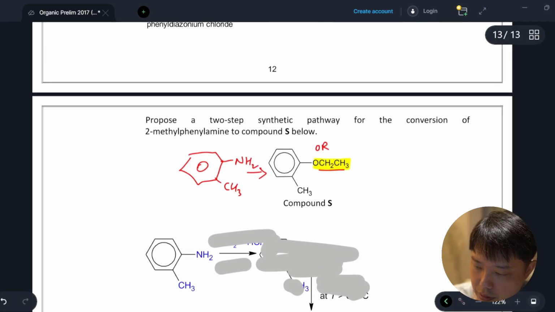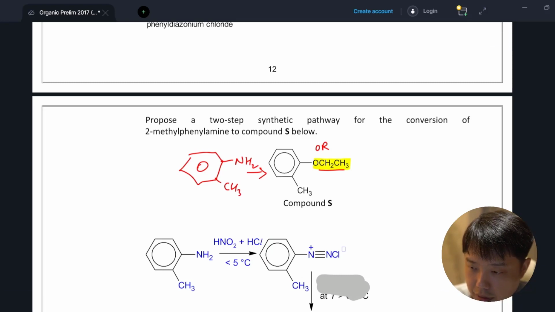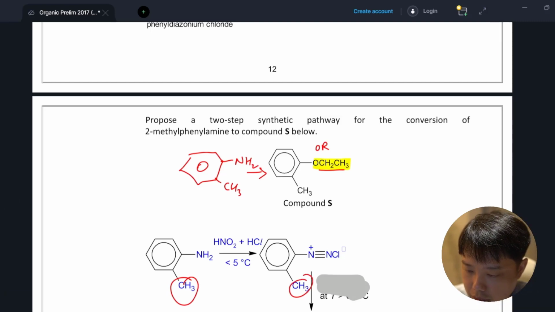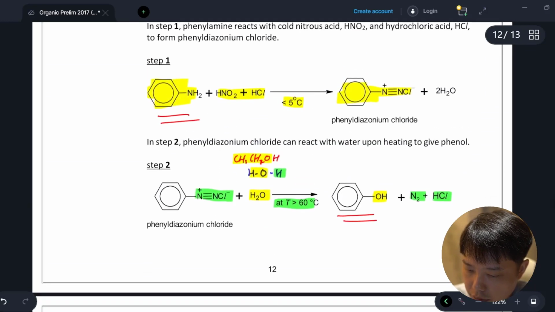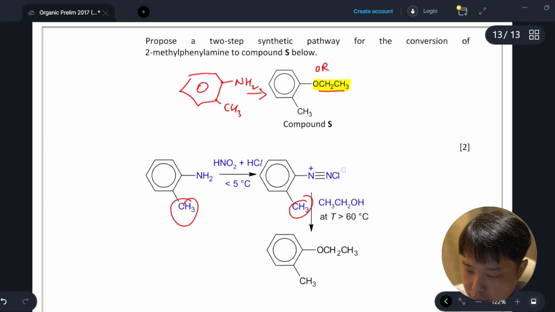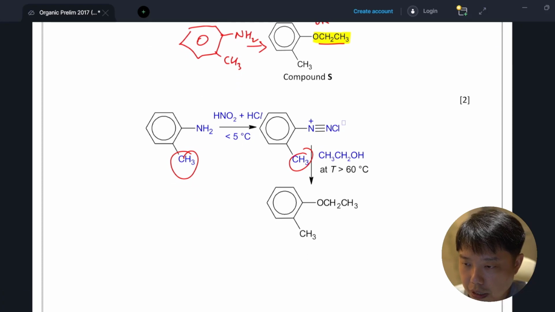Okay, so the first step is the same as your step 1 here on top, so you just copy and paste. Basically, you can ignore this methyl group. It doesn't really do anything from start to end. Then in order to proceed from here to here, you're going to add ethanol, as we said earlier, and temperature above 60 degrees. Okay, so that's it. Then you will get your product ready. This is a pure pattern recognition question.